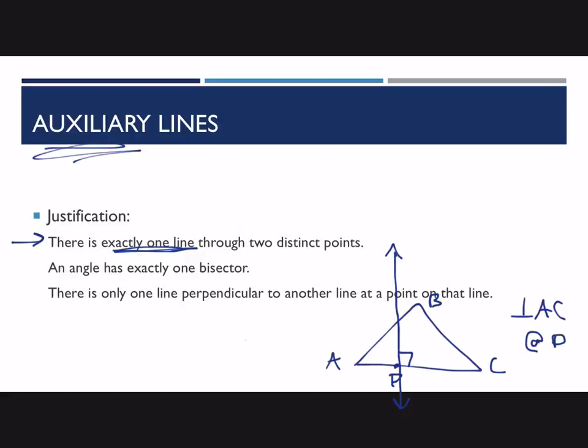Right? So for instance, if I'm using as justification that it's an angle bisector, okay, then when I draw in that bisector, it's okay to assume that it bisects that angle. That's okay. We can assume that from that statement.